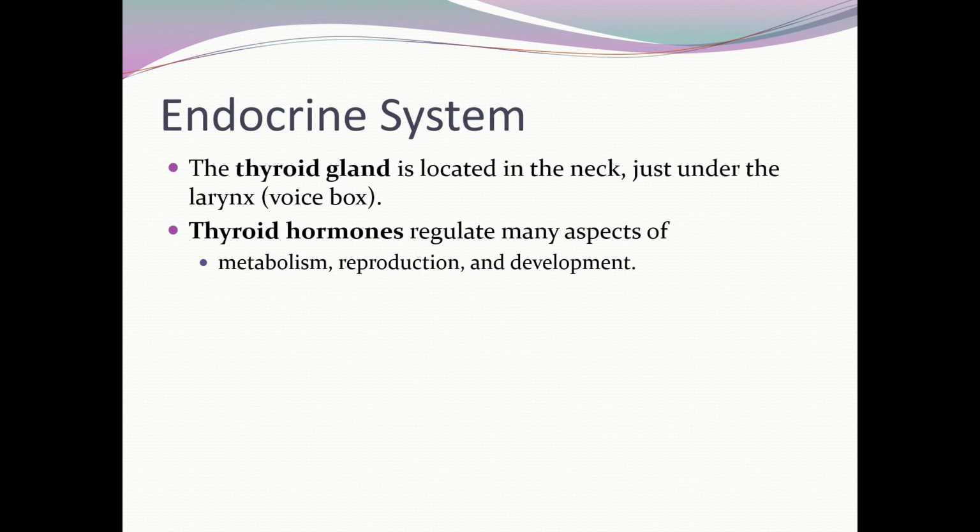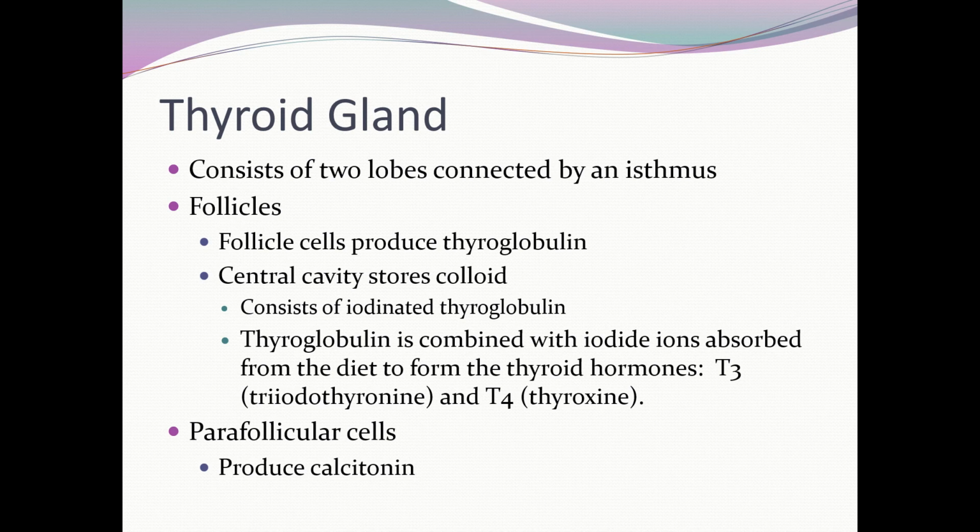So the thyroid gland is located in the neck just under the larynx, which is known as the voice box. Thyroid hormones regulate many aspects of metabolism, reproduction, and development. The thyroid gland consists of two lobes connected by an isthmus, and it has follicles and parafollicular cells. Within the follicles, the follicle cells produce thyroglobulin. The central cavity stores colloid, which consists of iodinated thyroglobulin.